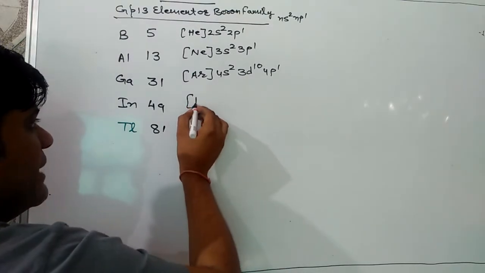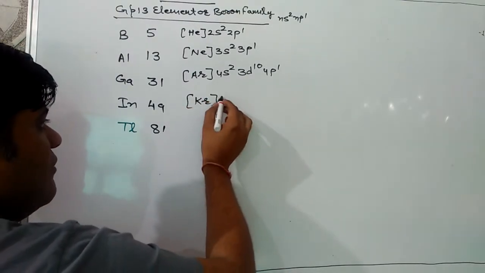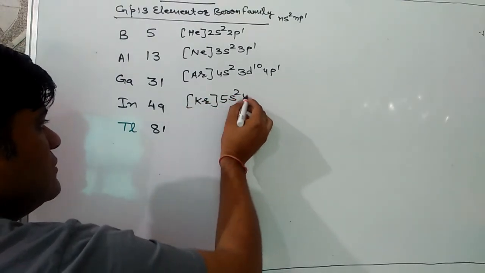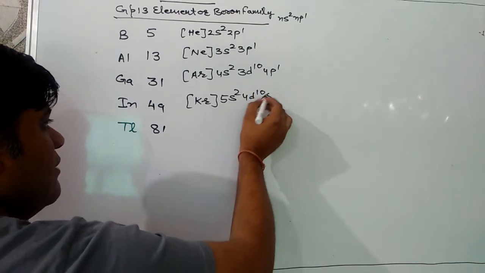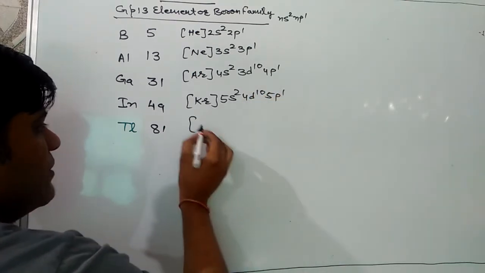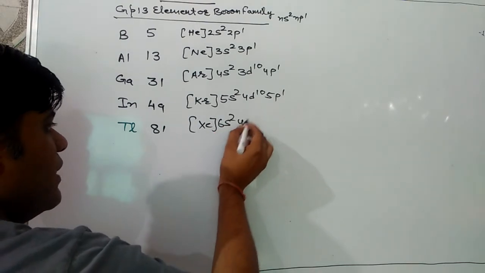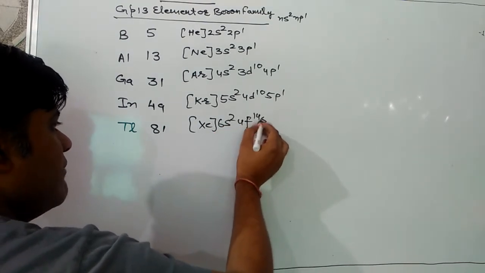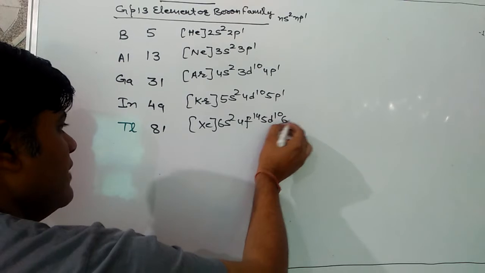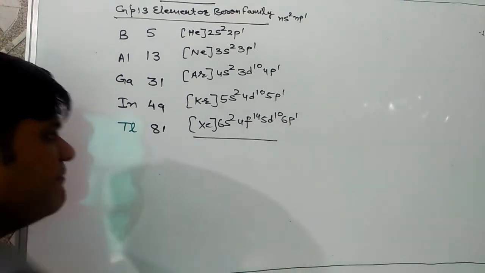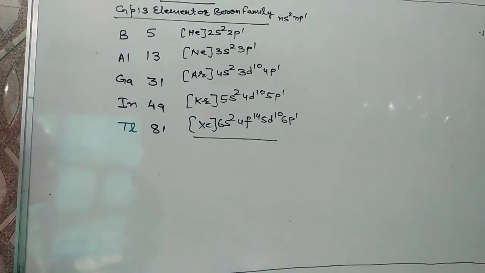For indium it will be krypton 5s2 4d10 5p1. And for thallium it will be xenon 6s2 4f14 5d10 6p1. Hence, the inert pair effect can take place in thallium due to the large difference in energy of 6s and 6p orbitals. We will later discuss the inert pair effect.